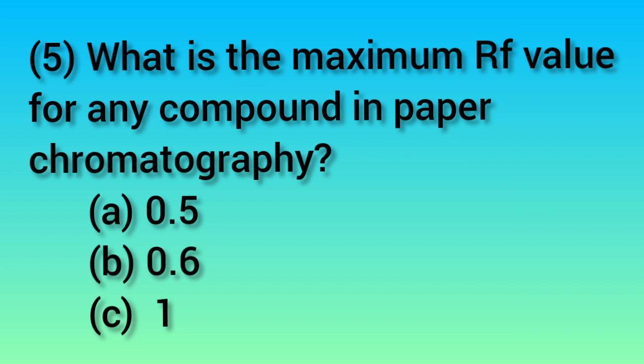So the next question is, what is the maximum RF value for any compound in paper chromatography? And here you can see the options. Option A is 0.5, option B is 0.6, and option C is 1. So the maximum RF value for any compound in paper chromatography will be 1. So option C is the correct answer.